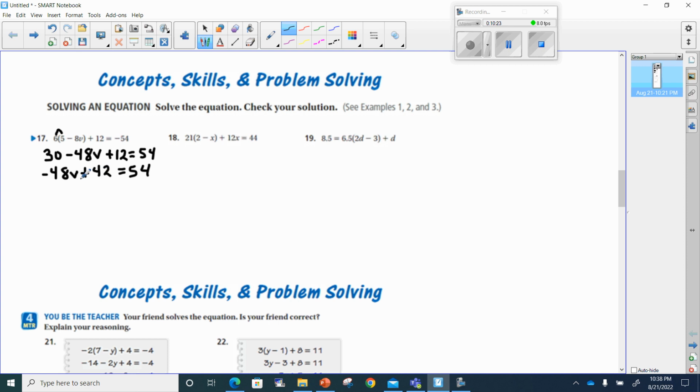Now I've got to get my v by itself, so I'm going to combine my like terms by doing inverse operation. The opposite of positive 42 is negative 42. But just like a scale, whatever I do to one side, I have to do the other to keep things even. Now I have negative 48v. That came down here. 42 minus 42 is nothing. And 54 minus 42, well, that is going to leave us 12.